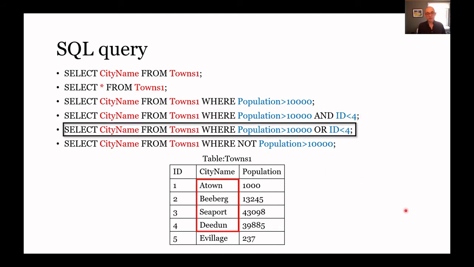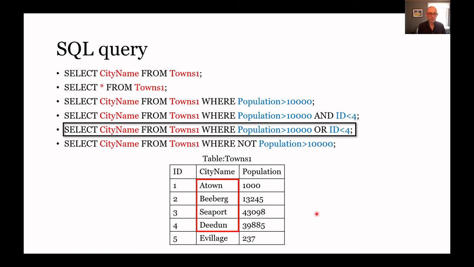If we then go to the next row, where the population is greater than 10,000, that's these 3, or the ID is less than 4. So this row here doesn't come in because of the population. Its population is too small, so it doesn't fulfill this condition, but it does fulfill this condition. So it gets included. So we get these 4 coming back.